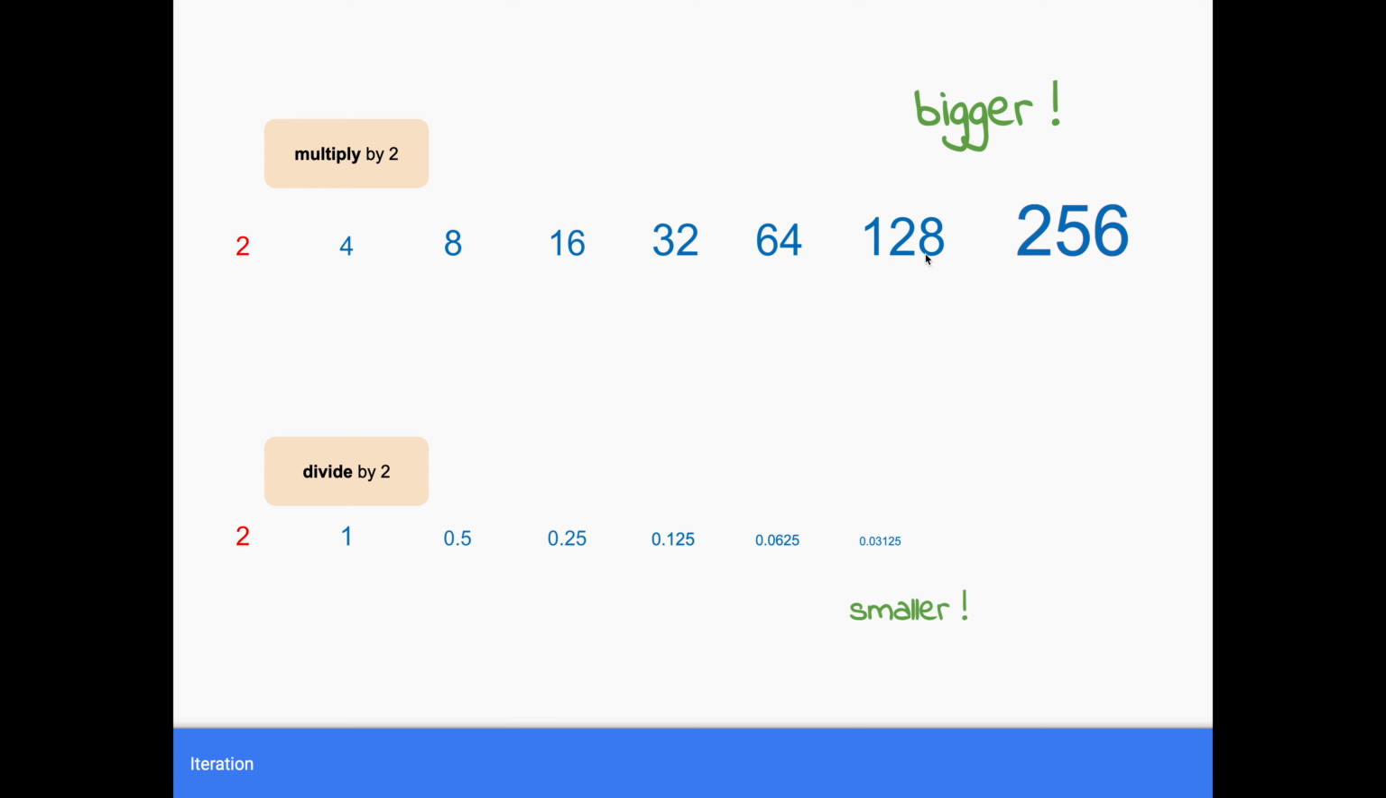If the machine didn't say multiply by 2, but divide by 2, then the numbers get smaller. So we start with 2, and the machine pops out 1, half, quarter, eighth, and so on. So if we change what's in the machine, we get different results. Multiplied by 2 gets bigger, divided by 2 gets smaller. That makes sense. There's nothing complicated about that.